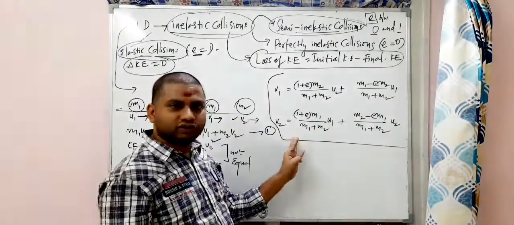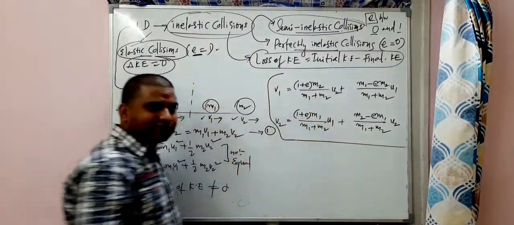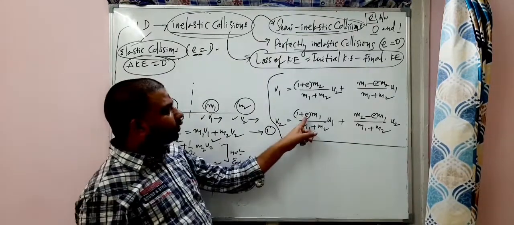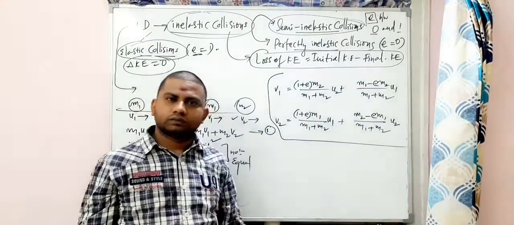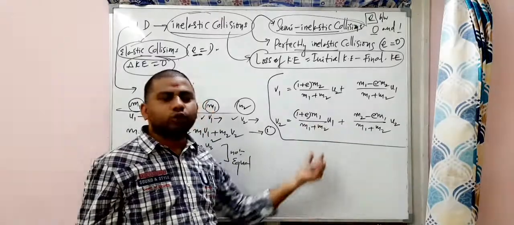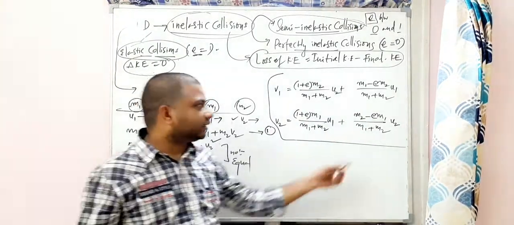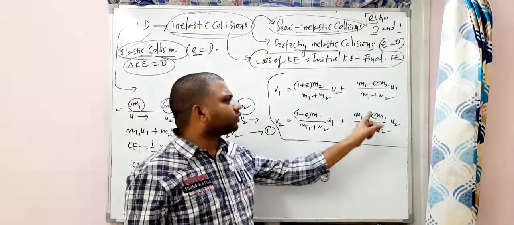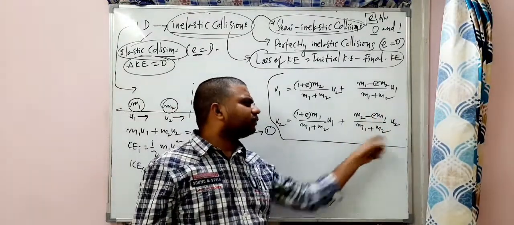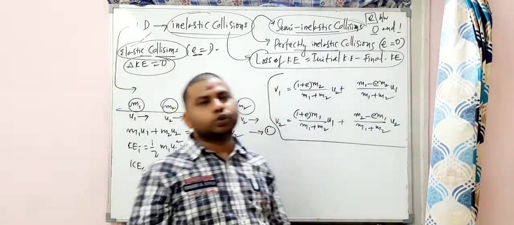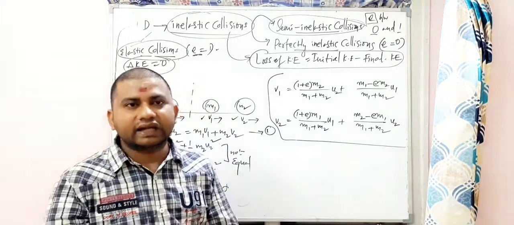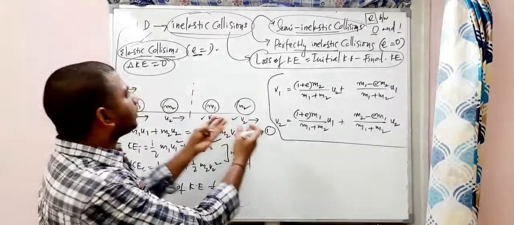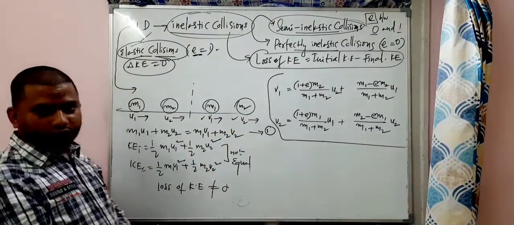Coming back to this v2, in elastic collision the e value is 1. Substitute 1 here, 1 plus 1 will become 2, right? So 2m1 u1 by m1 plus m2, and here e value is 1 in elastic collision, substitute, m2 minus m1 by m1 plus m2 into u2 comes. Understand everyone? And this is the concept of inelastic collisions.